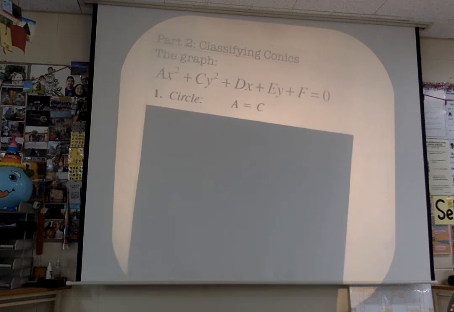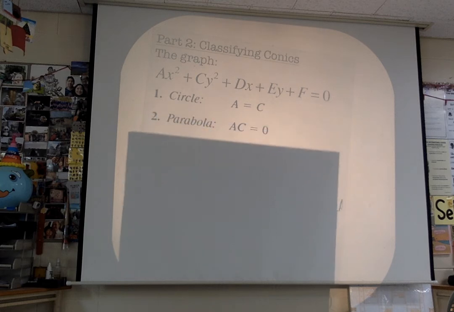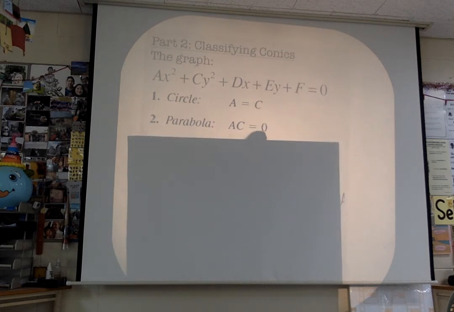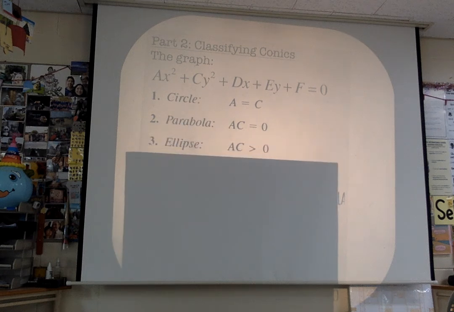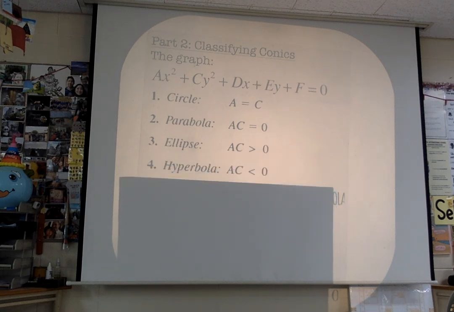If your A is equal to C, as we've talked about before, it's a circle. If A and C multiply to 0, it's going to be a parabola. And think about why. Think back to our standard form of a parabola. Okay? An ellipse is going to be when the product of A and C is greater than 0. Think about why. Okay? Hyperbola, what do you think it is? You got it. It's less than 0.